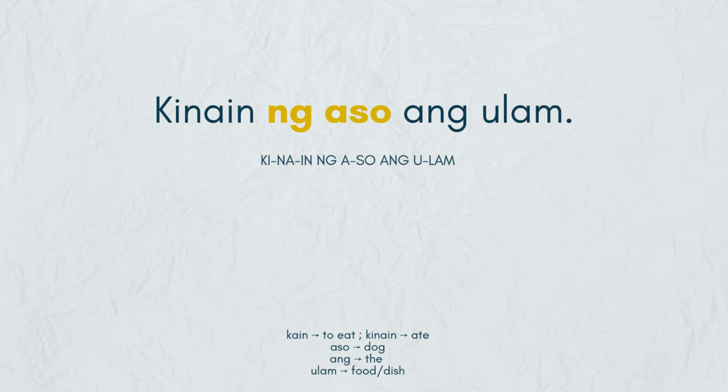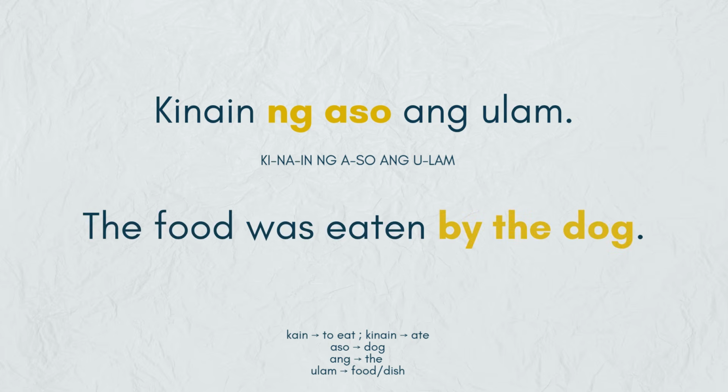Third example. Kinain ng aso ang ulam. The food was eaten by the dog. Ng aso, by the dog. Here, ng marks the doer in a passive sentence.